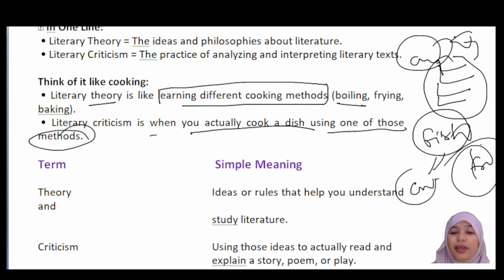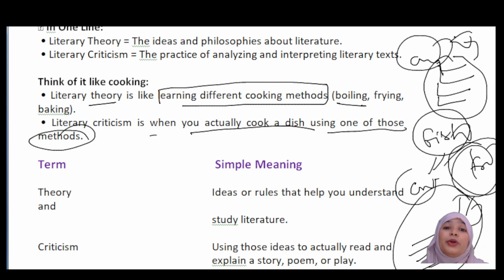Getting my point? If I choose frying, it means I just prepare the ingredients for that thing to make it into a proper, good dish. That is what is called criticism. Hope you have got it now.